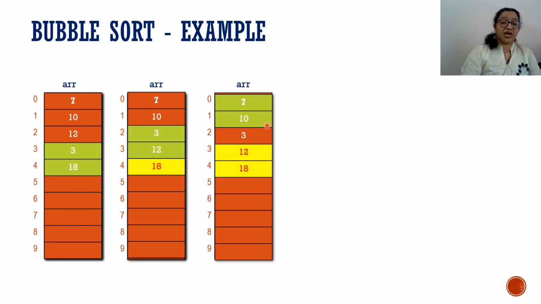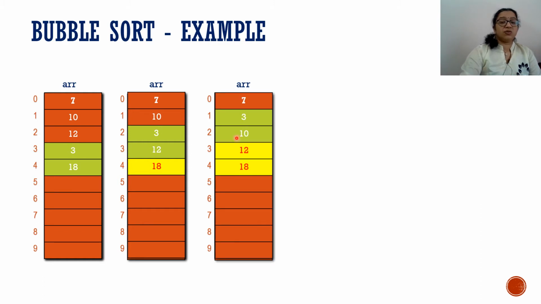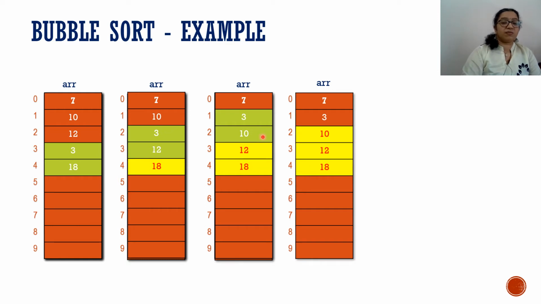Then 10 and 3 we are comparing. 3 is the smallest one. So 3 we want to shift to the first position and 10 we want to move to the second position. So we got the third highest element. So 10 is the highest element of this unsorted array. So that pass is also over now.